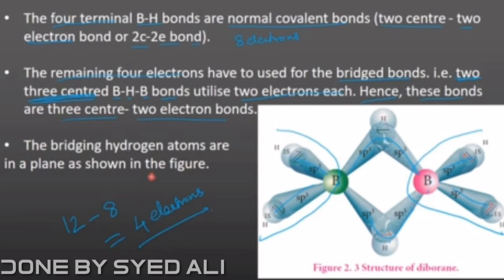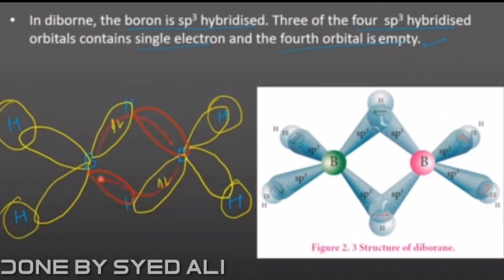The remaining 4 electrons have to be used for the bridging bonds, that is, the 2 three-center B-H-B bonds utilize 2 electrons each. Hence, these bonds are 3 center 2 electron bonds. The bridging hydrogen atoms are in a plane as shown in the following image. In diborane, the boron is sp3 hybridized. 3 of the 4 sp3 hybridized orbitals contain a single electron, and the 4th orbital is empty.